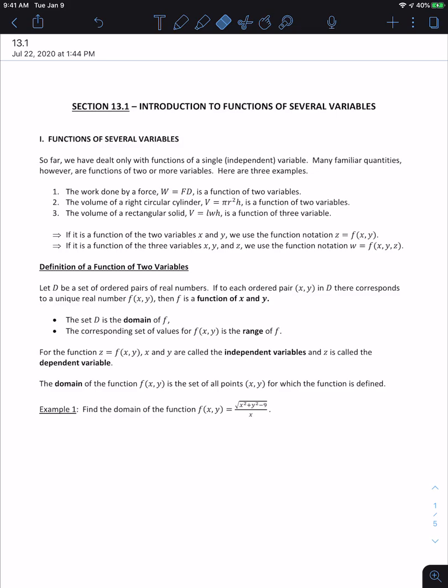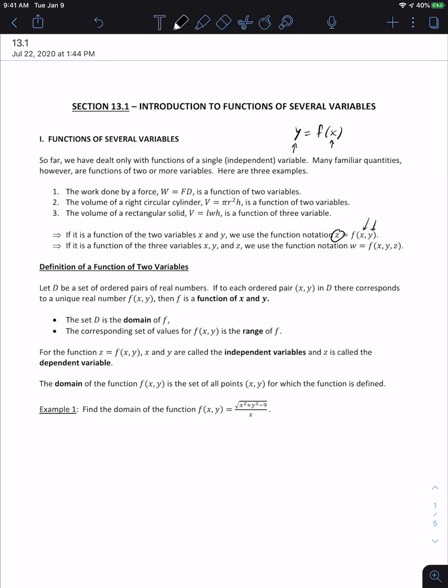If a function is a function of two variables, we use the notation z equals f of x, y. So remember, before when we were dealing with one variable, it was y equals f of x, right? Because x was our independent variable and y was our dependent variable. Now z is going to be our dependent variable and x and y are both independent variables. So I plug in an x and y and I get a z value.